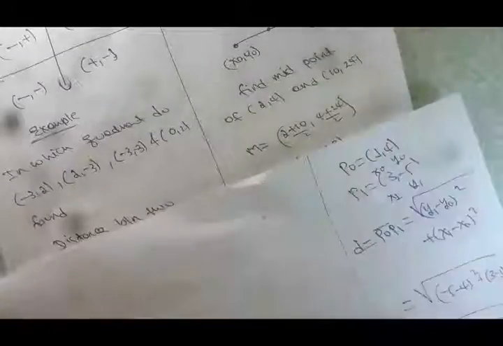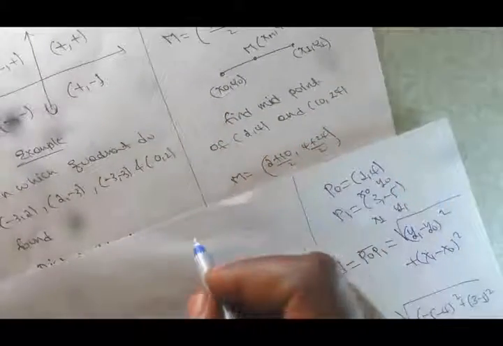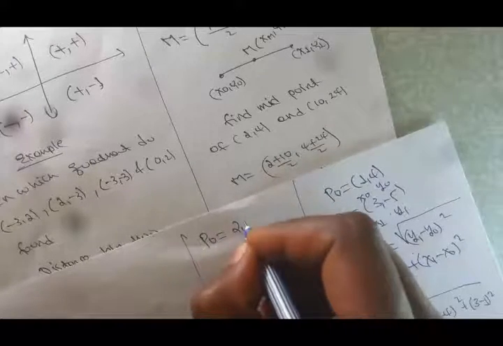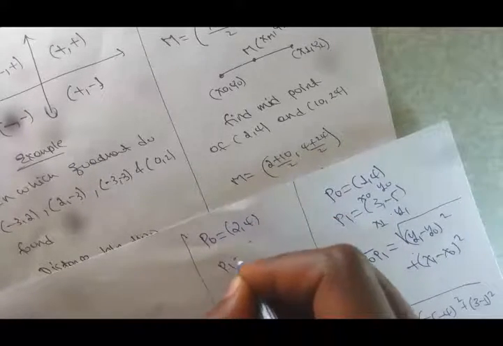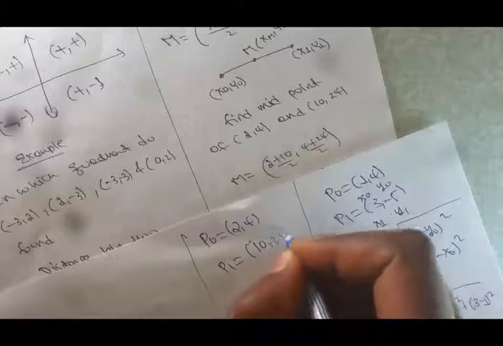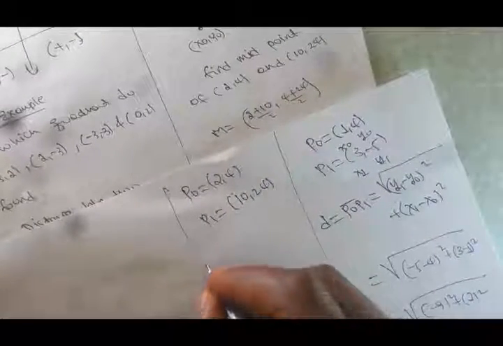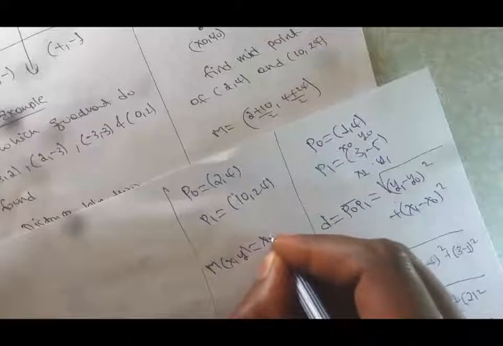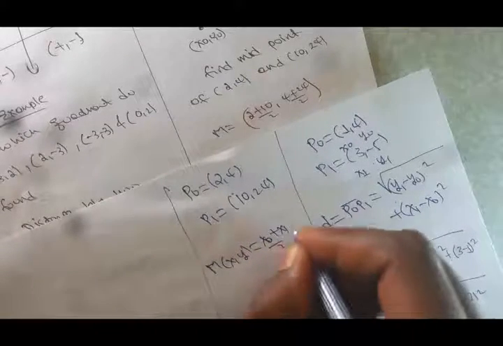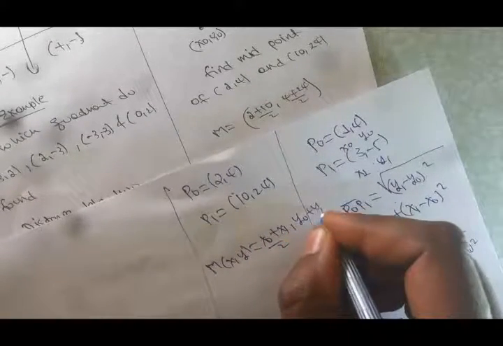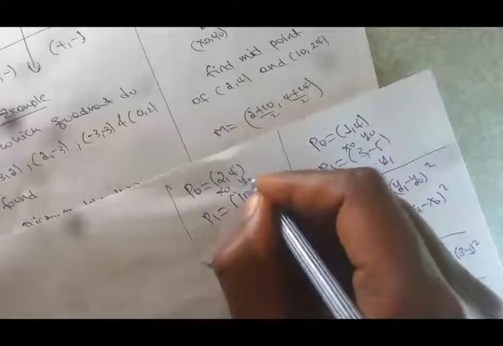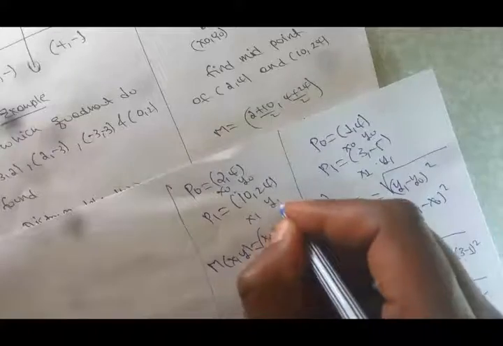Let's work some example. Find the midpoint of P0 (2, 4) and P1 (10, 24). We know that the midpoint of xy is given by (x0 plus x1) over 2, (y0 plus y1) over 2. This is x0, this is y0, this is x1, this is y1.